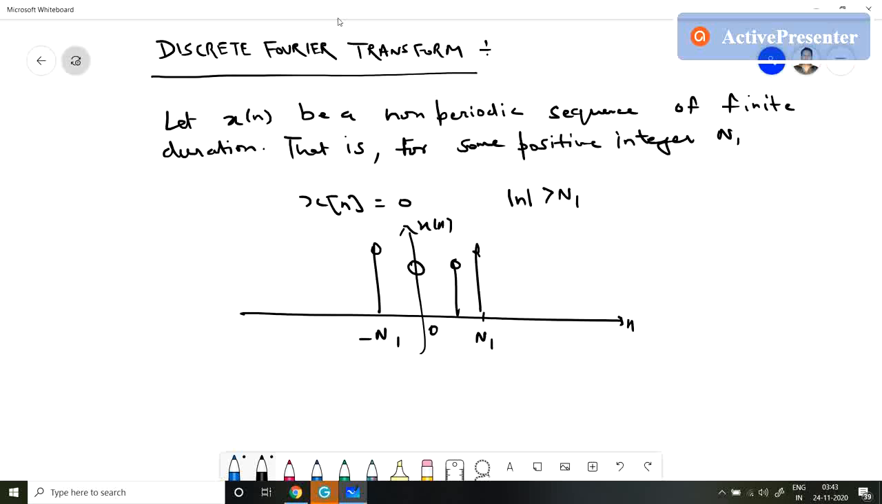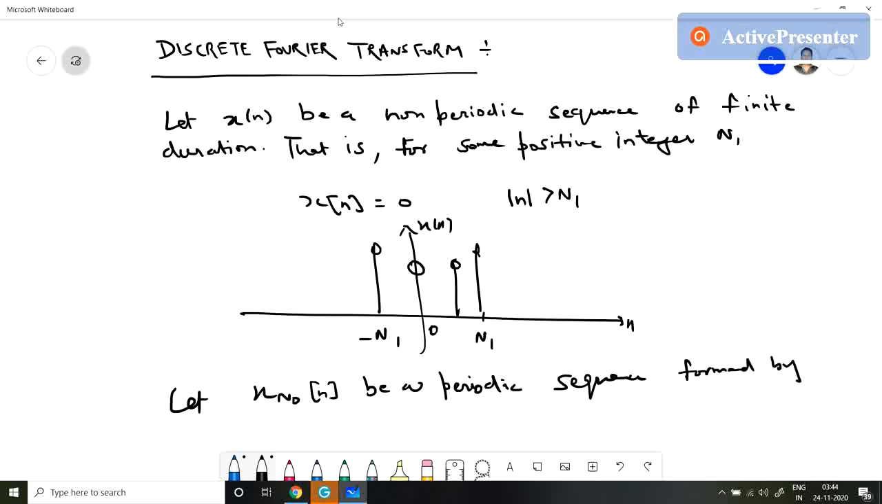So let x n naught n be a periodic sequence formed by repeating this xn with fundamental period n naught.